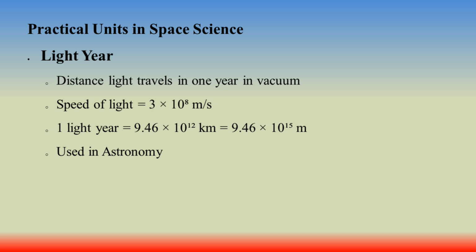Since light moves at a speed of 3 into 10 raised to 8 meter per second, 1 light year is approximately equal to 9.46 into 10 raised to 15 meters. It is important to remember this is a unit of distance, not time.